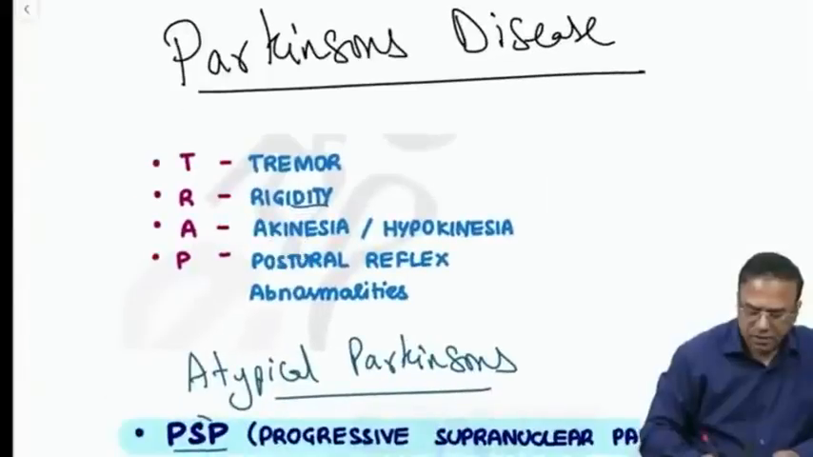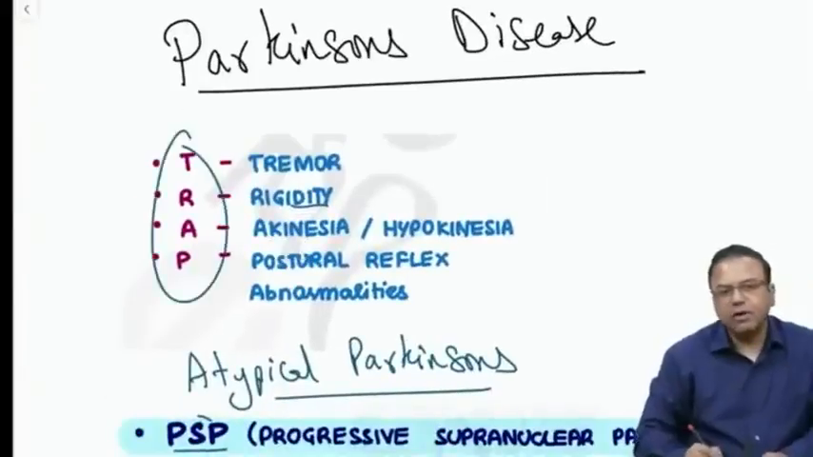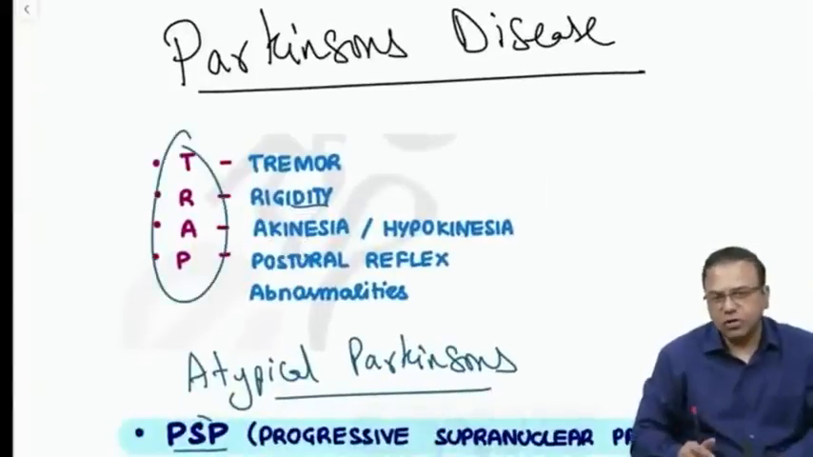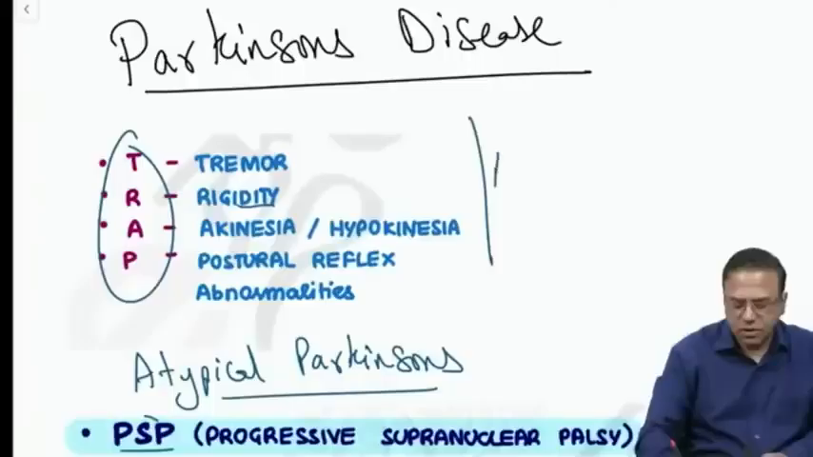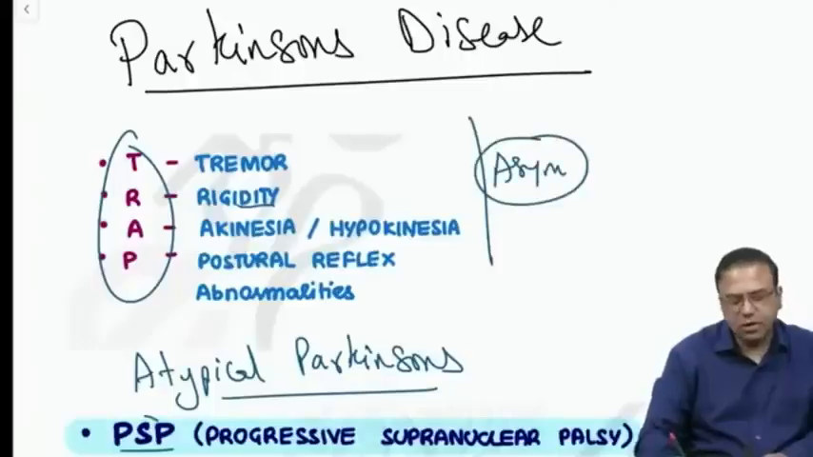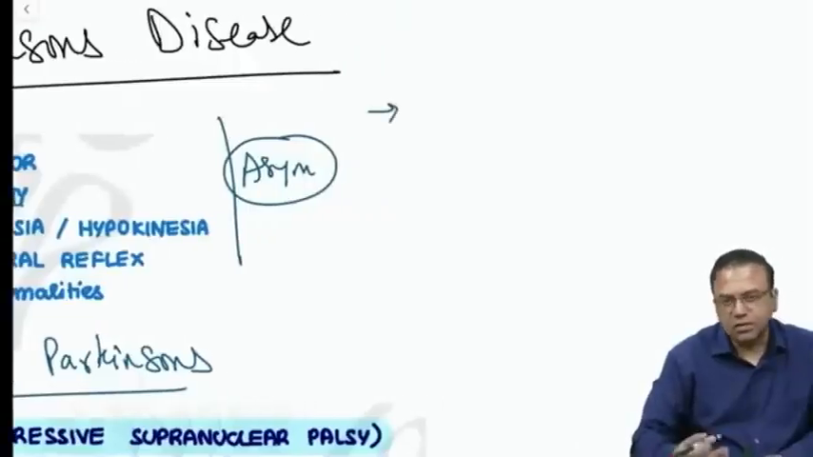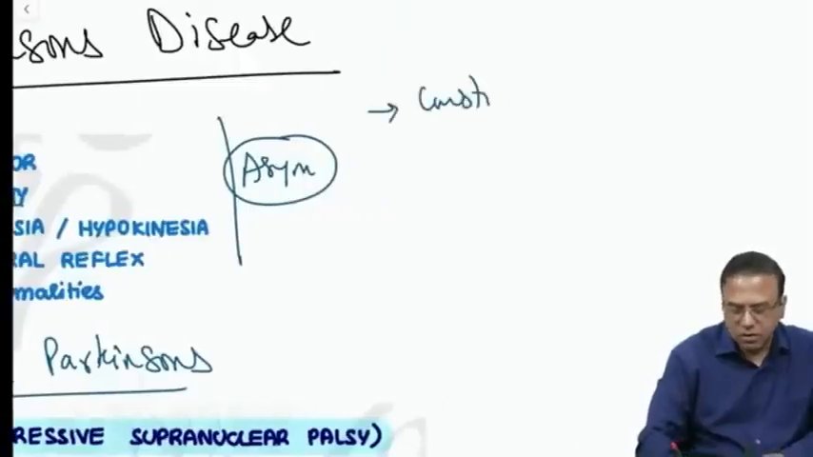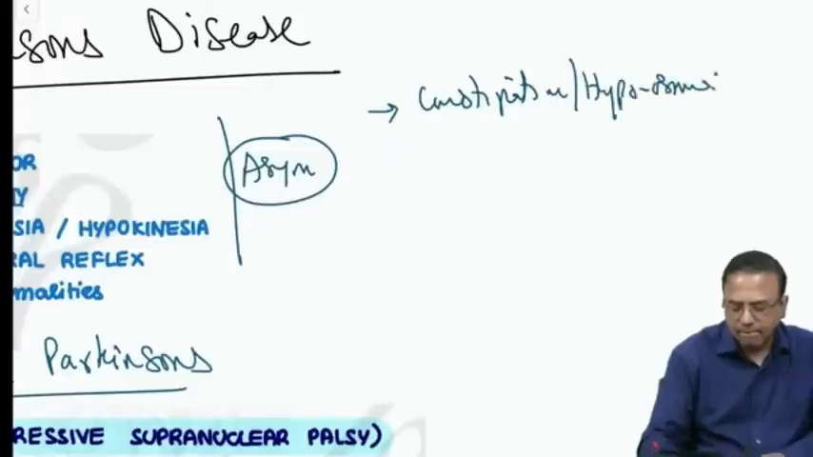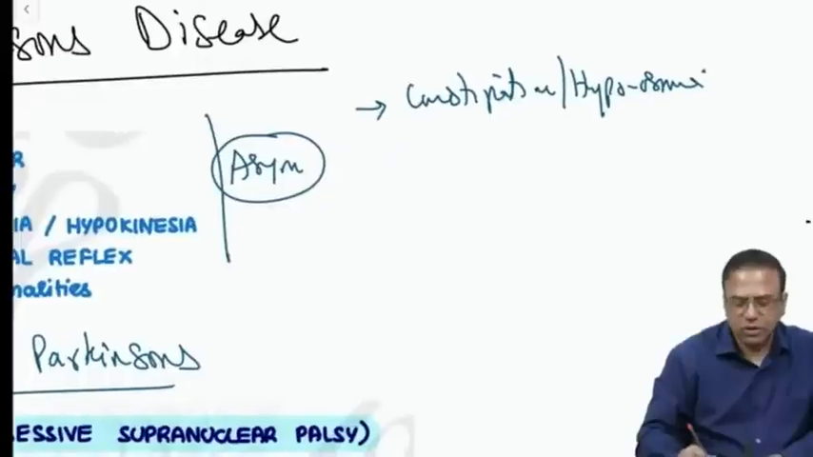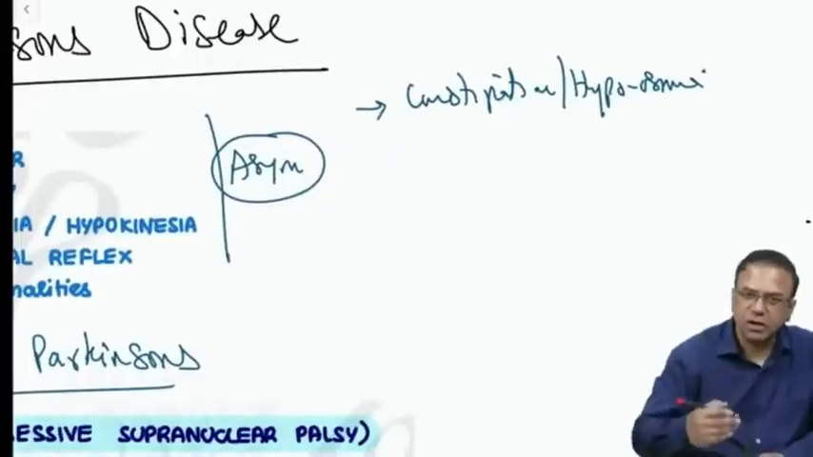When you look at Parkinson's disease, patients are going to have tremor, rigidity, hypokinesia and poor postural reflexes. Remember Parkinson's, the theme is it should be asymmetric. The patient should not have symmetric features, it should be asymmetric. The earliest feature of Parkinson's was asked in one exam and the answer is constipation, followed by hyposmia. This is the earliest feature. Constipation, hyposmia, of which constipation is considered the earliest.